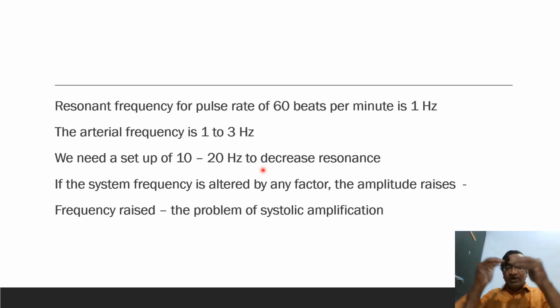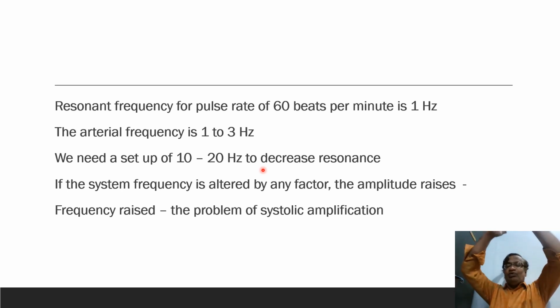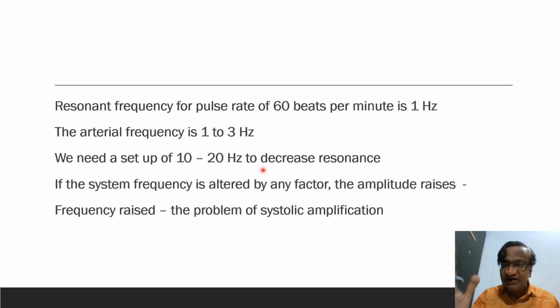If the frequency is at 1 or 1.5 Hertz, and the frequency of the arterial blood flow is 1 Hertz, now your external frequency is also 1 Hertz. The amplitude will go up. This is what is called resonant frequency, and you will have bad BP recordings. So that is why we have to have our system frequency at 20 Hertz.